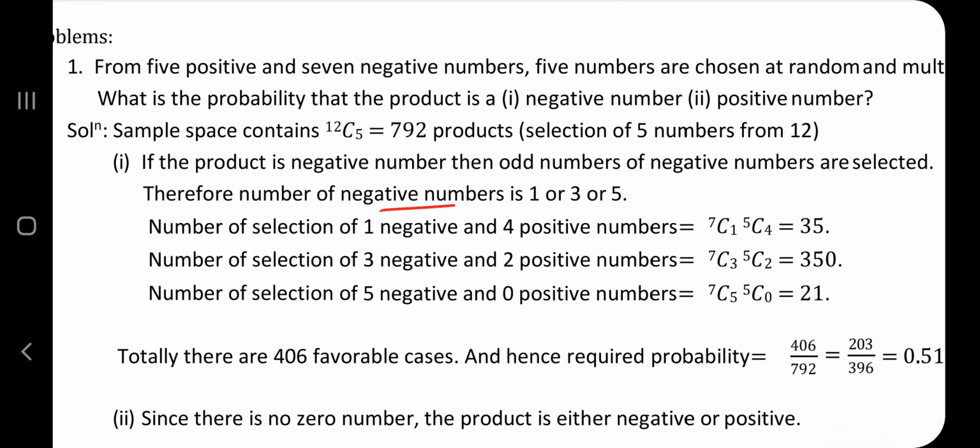Now the number of negative numbers can be 1, 3 or 5. Since you are picking 5, either 1 can be negative, 3 can be negative, or 5 can be negative. Then only the product will be negative, right? So if 1 is negative, the remaining 4 will be positive. If 3 are negative, the remaining 2 will be positive. If 5 are negative, 0 will be positive. For each of these, the different combinations are written here.